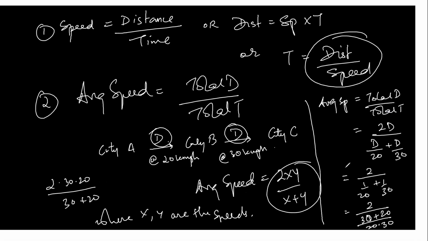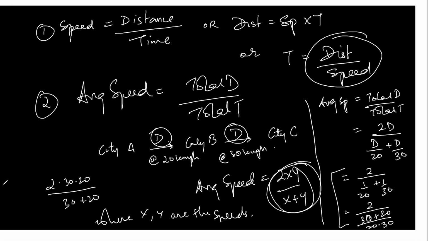Did you get this step? Why did I take 20 into 30? I could have taken 60 as the LCM, and taken 20 out here. But I wanted to show you how this formula works. So remember, when the distances are the same and you have to find the average speed, it is simply 2xy upon x plus y.